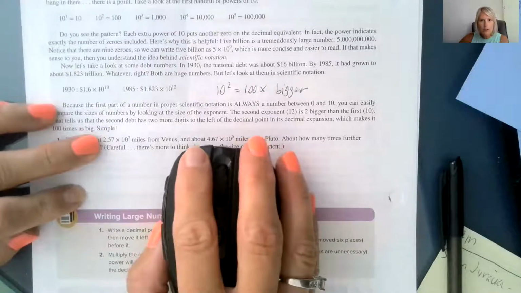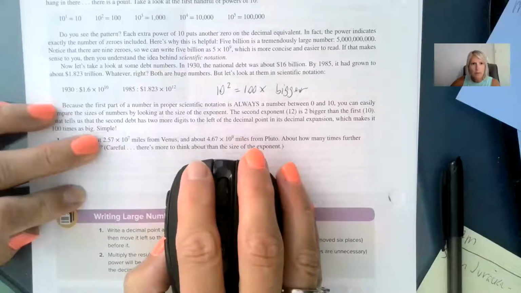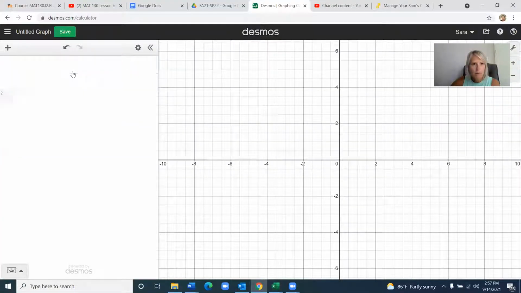I'm going to share my screen so we can look at Desmos here. Okay. So we're going to take the 4.67 and divide by the 2.57. And so that is already like 1.8 times bigger. So that's 1.8. And the exponents are 10 to the 9th and 10 to the 7th. So that's going to be times 10 squared bigger.